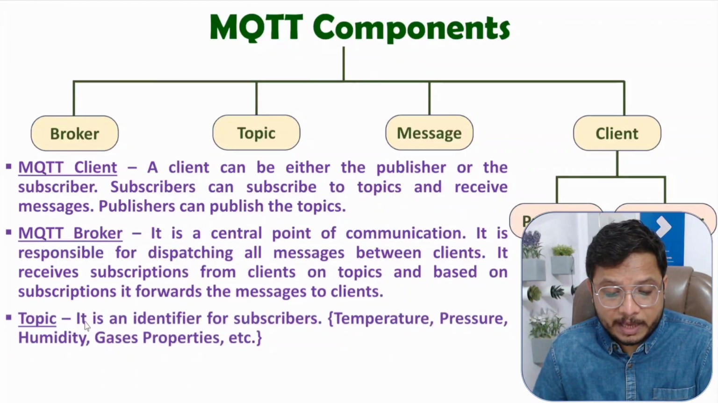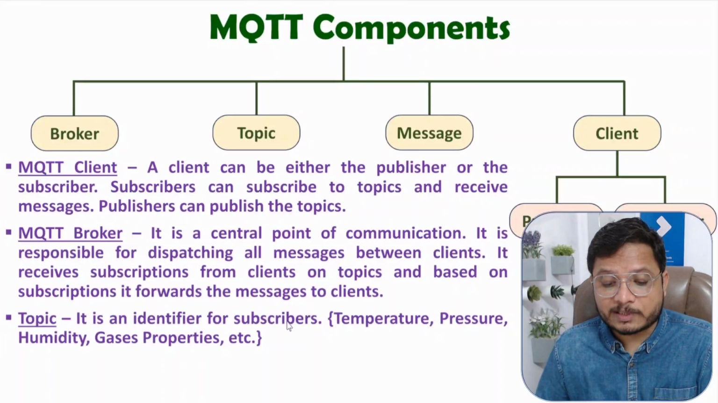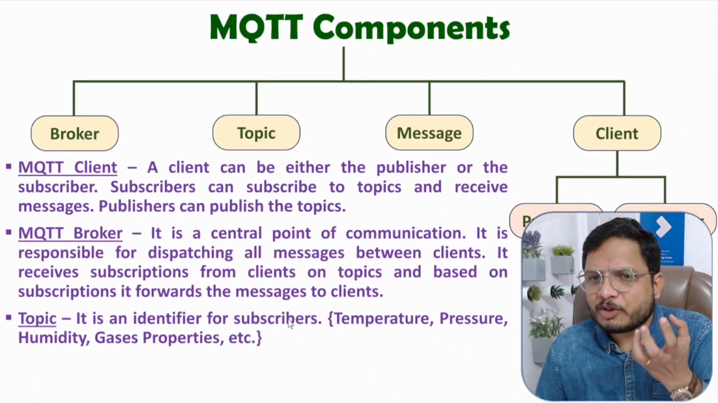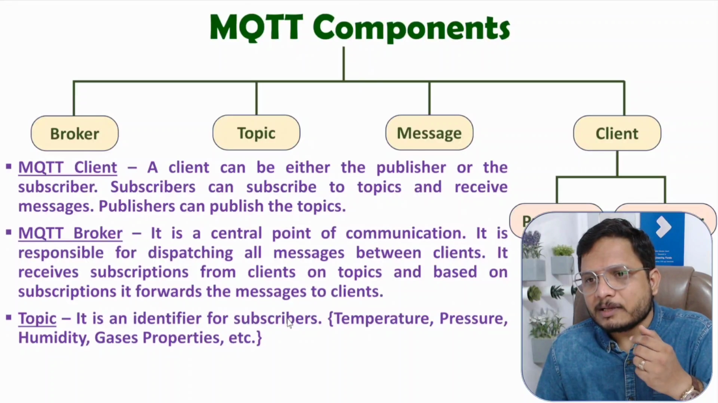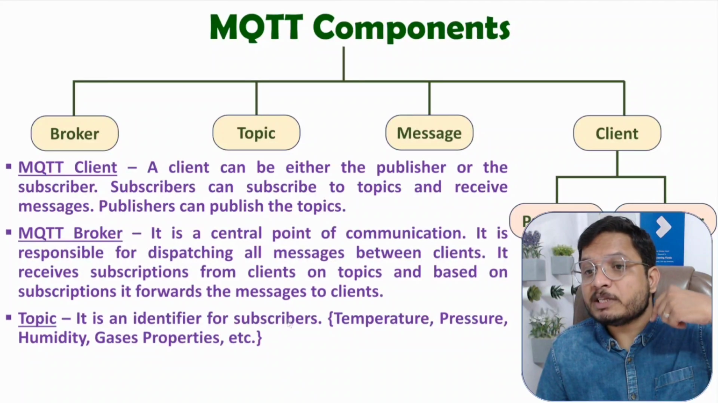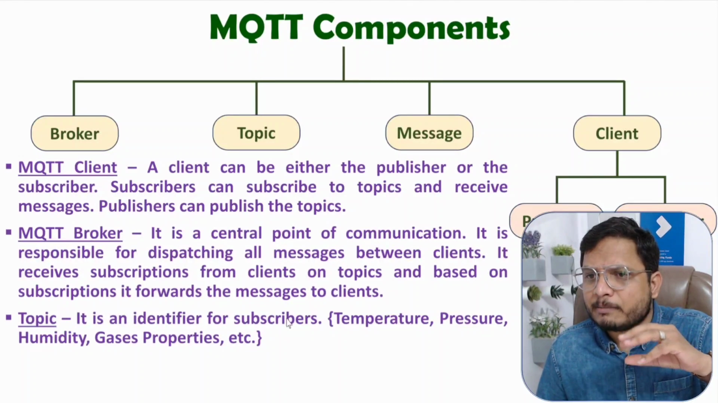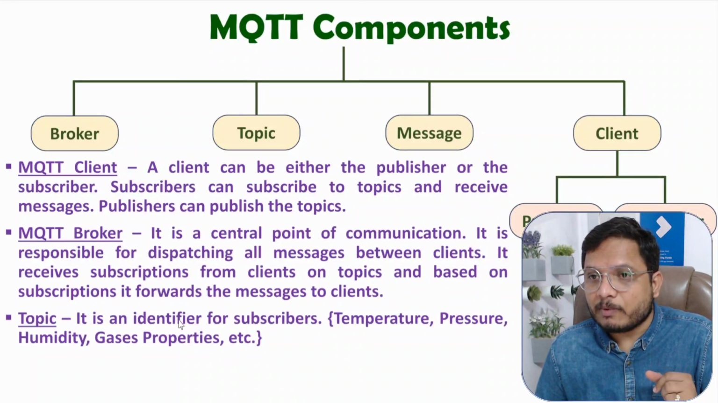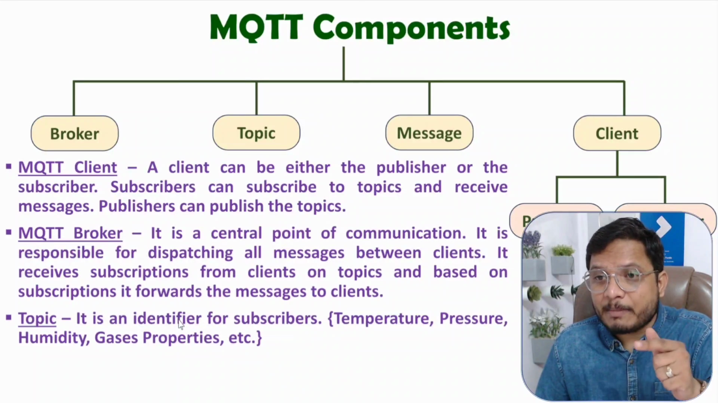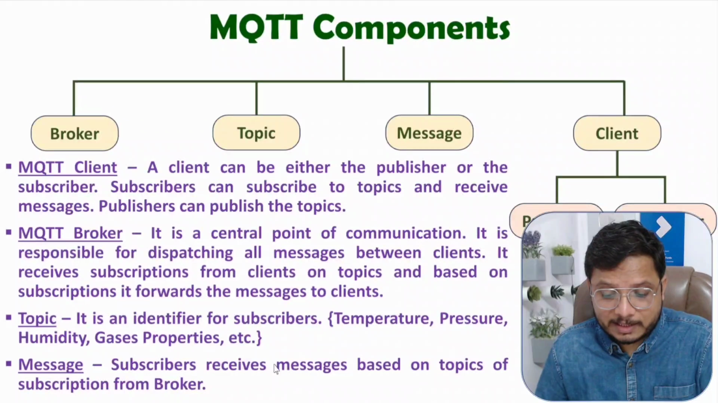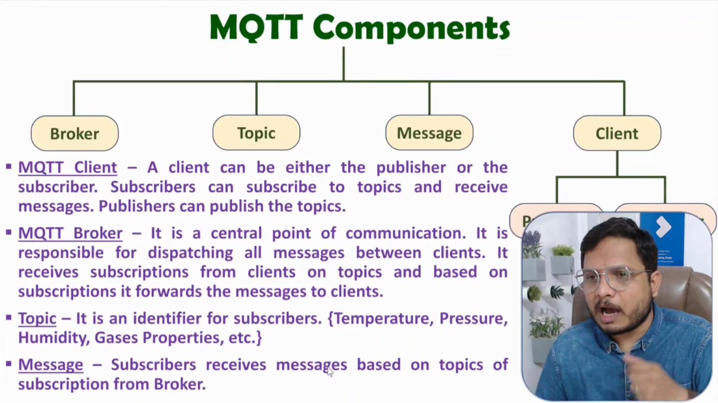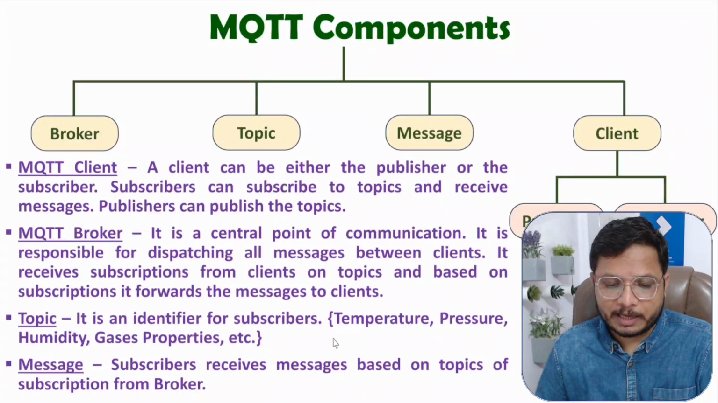See here, a topic is an identifier for subscribers. So here, a topic can be temperature, pressure, humidity, gas properties, right? The publisher will be publishing topics. One publisher can publish many topics, right? So that is the identifier. Once users subscribe to it, they can receive the messages, right? And those messages will be forwarded by the broker. How is it forwarded? Let me show you that in working.